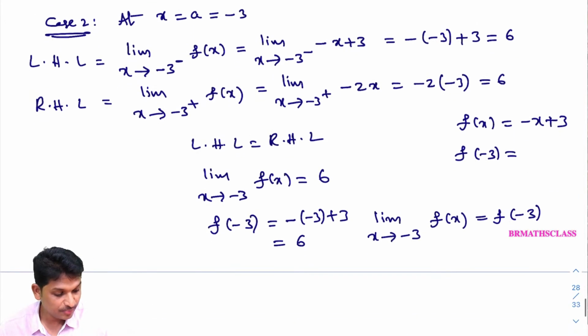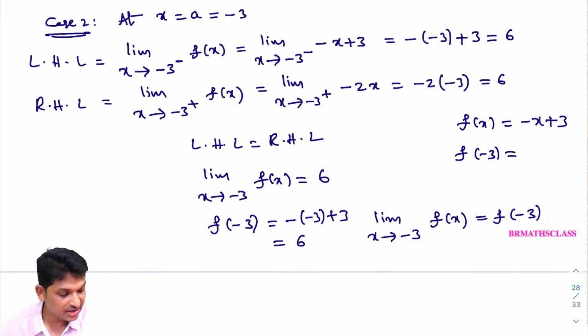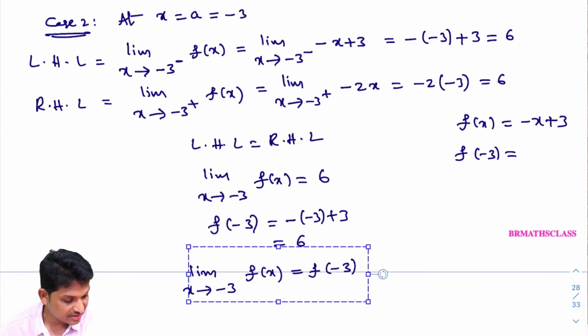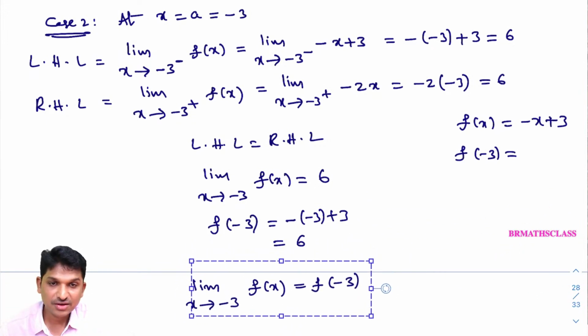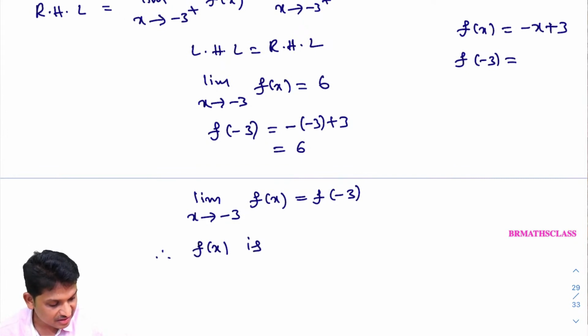So what did I get here? I calculated this one, I got 6. I calculated this, I got 6. That means these two are equal. Listen here, I'll conclude. Take this to here, keep it here. So I say limit x approaches to minus 3 f of x equals f of minus 3. What can I say from this? I can say that f of x is continuous. F of x is continuous at x equal to minus 3.